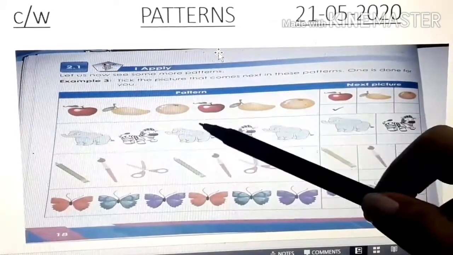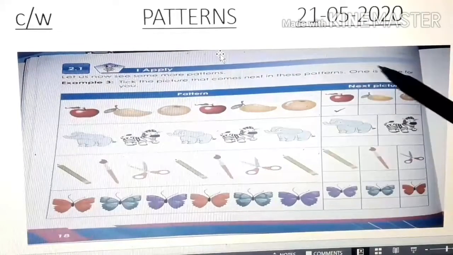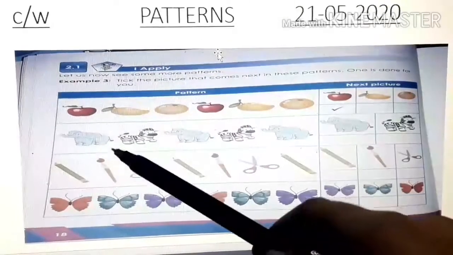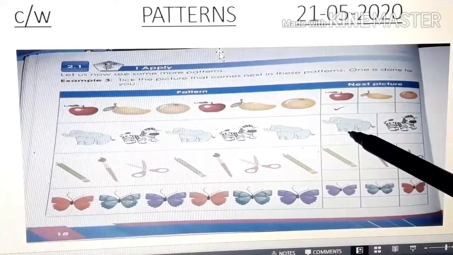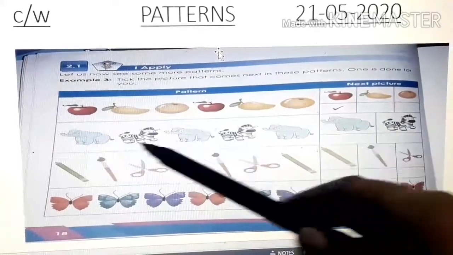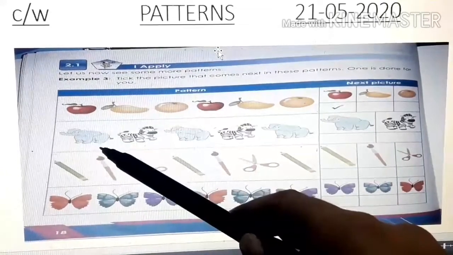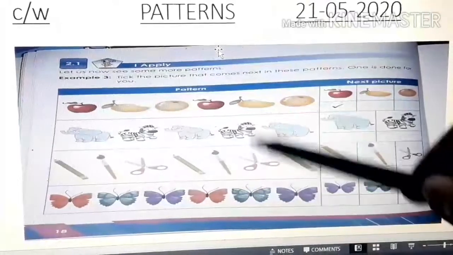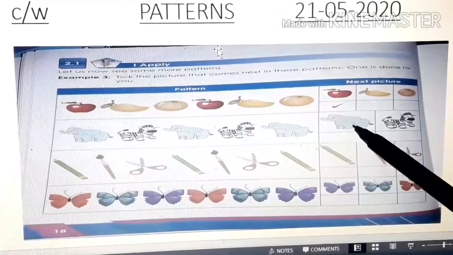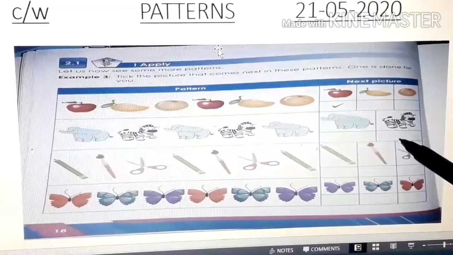Let's start with example 3. What is written here? Tick the picture that comes next in this pattern. One is done for you. As we know how to complete the pattern, right? So you observe the pattern and you have to choose among these two which will come after elephant. You can see that two animals are repeating here. One is elephant and the other is zebra, right? So after elephant, what will come? Which animal will come? Zebra, right? So you mark a tick below zebra.